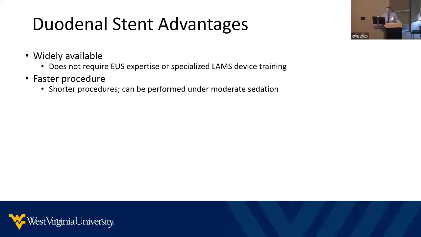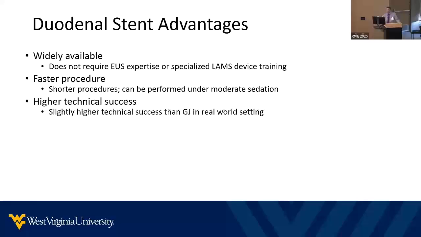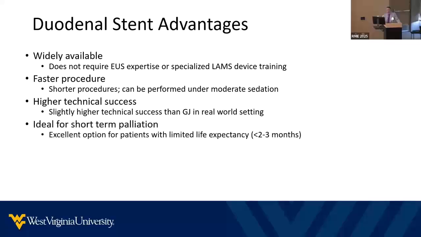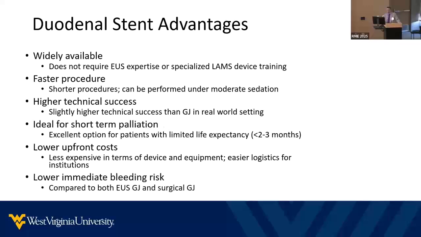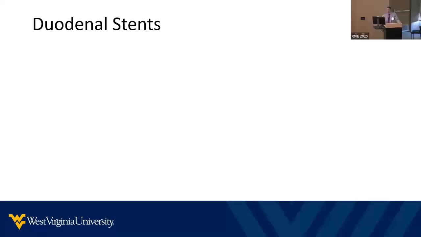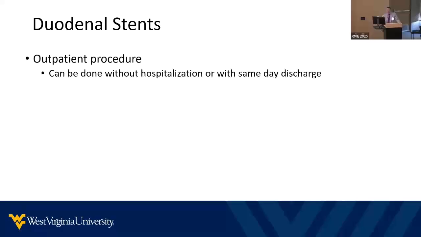It's a faster procedure. Shorter procedures can be performed under moderate sedation. It has high technical success, slightly higher technical success than GJs in real-world settings, and several studies have shown that. It's ideal for short-term palliation, an excellent option for patients with limited life expectancy. Lower upfront costs, less expensive in terms of devices and equipment, easier logistics in institutions, and lower immediate bleeding risk. Additionally, it can be done as an outpatient.